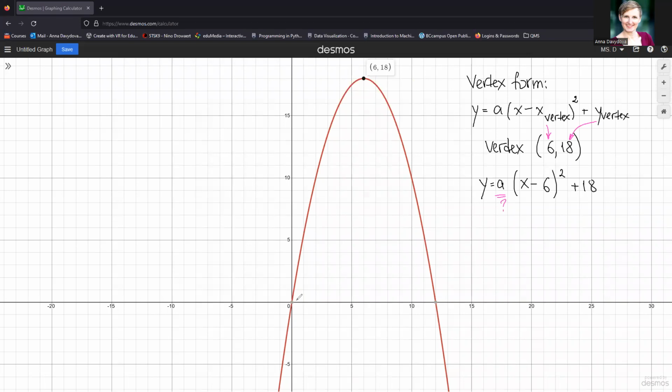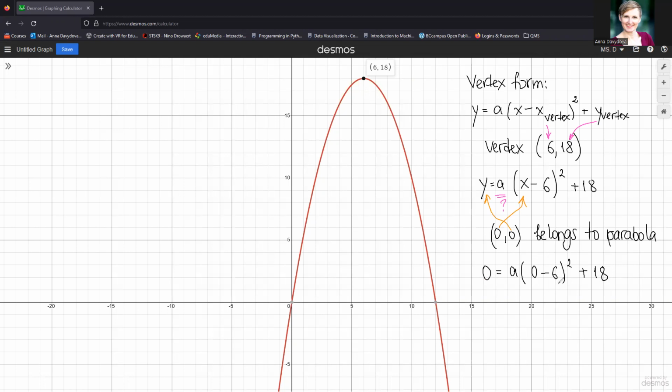So let's use the point 0, 0. It belongs to the graph. It belongs to our parabola. And that means if I use 0 instead of x, like so, then I use 0 instead of y, I will be able to calculate a. Oh, that's 18.